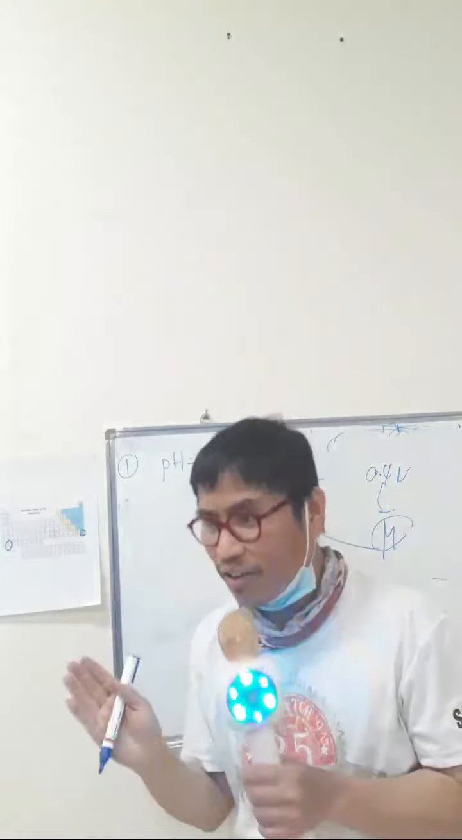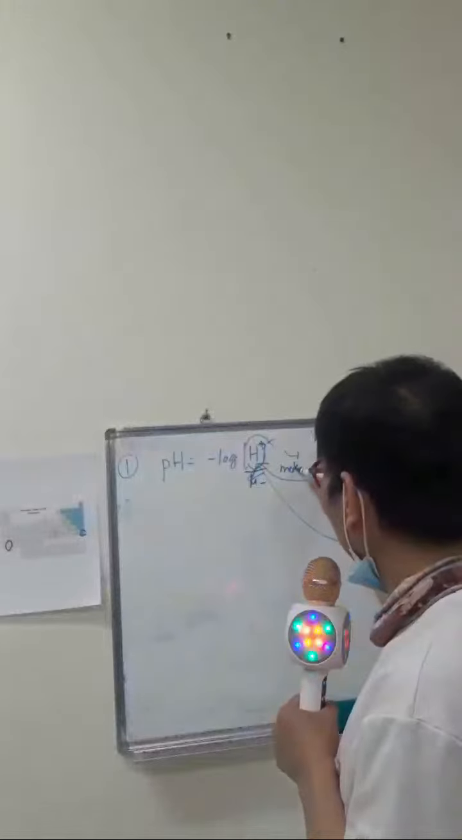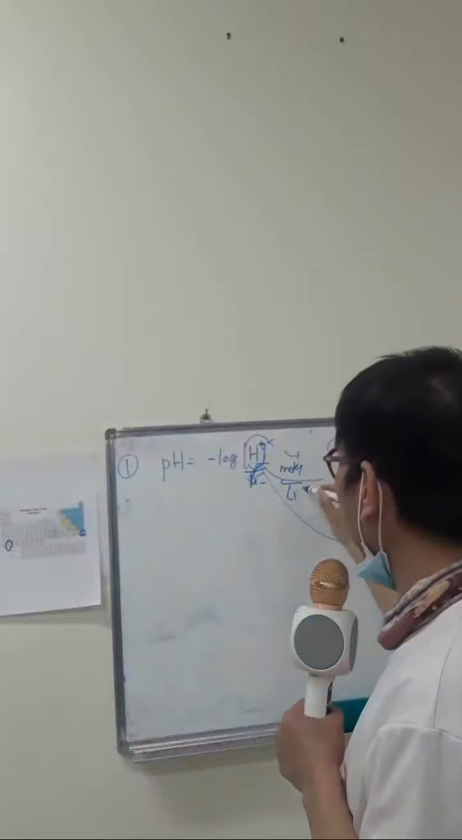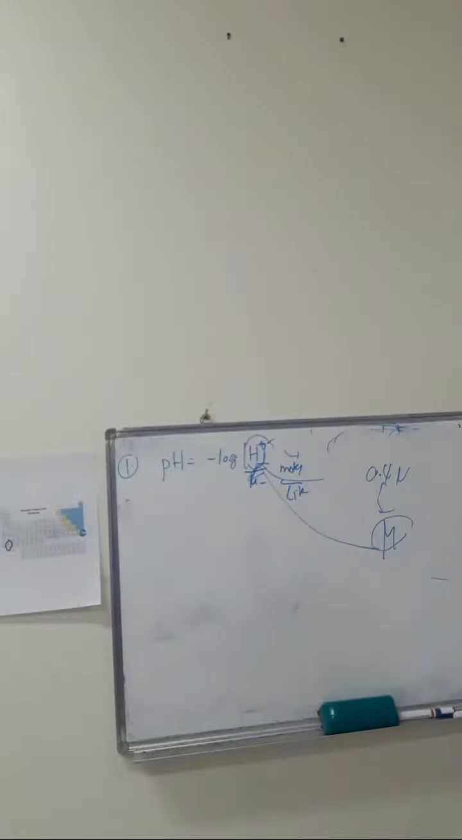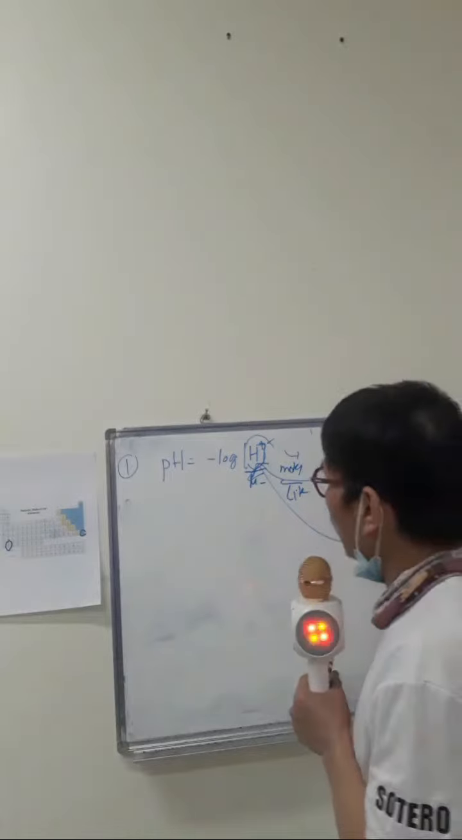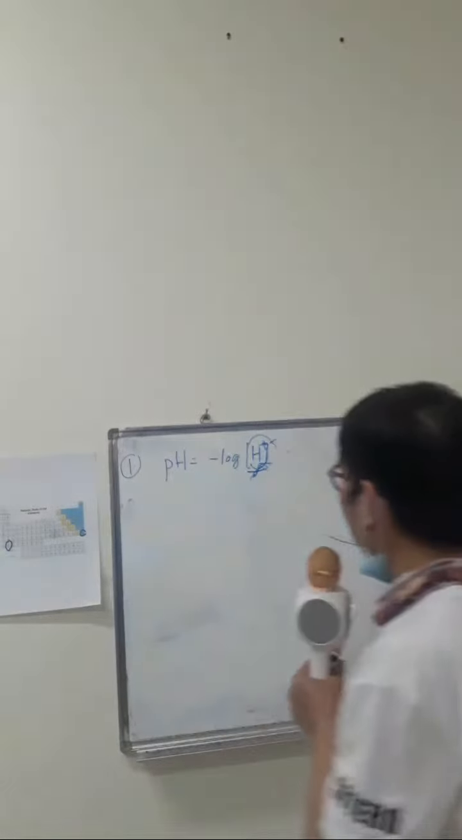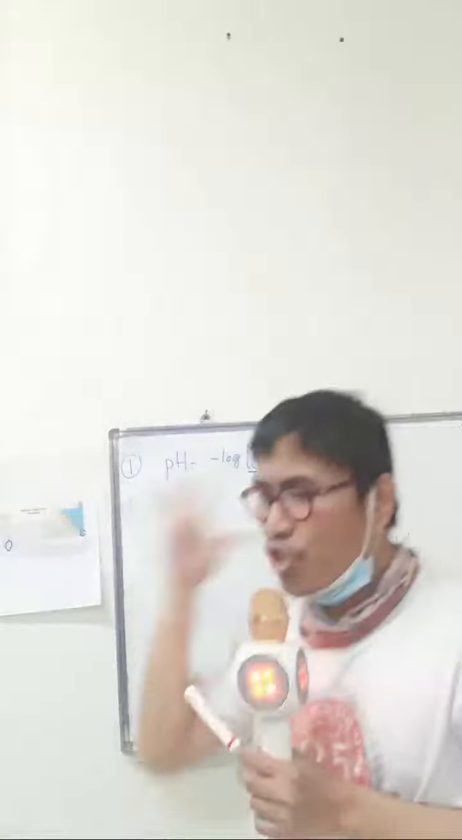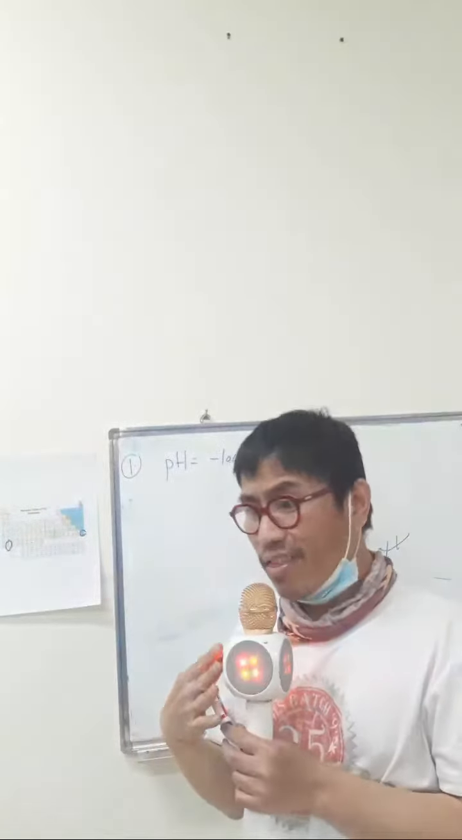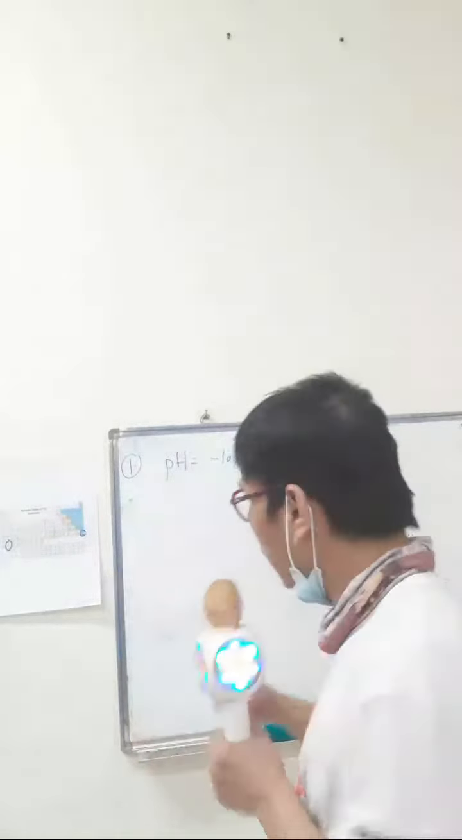Let's make it very clear that this is molarity, moles per liter, or the capital M. You get the point? So that is the definition of pH. And then pOH means the measure of the strength of a base.